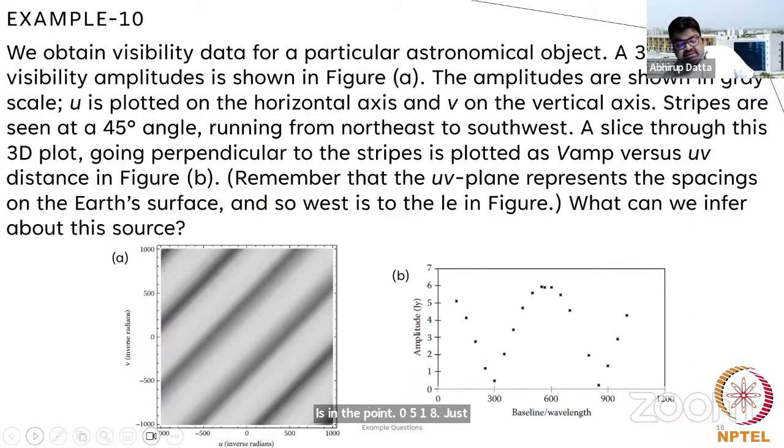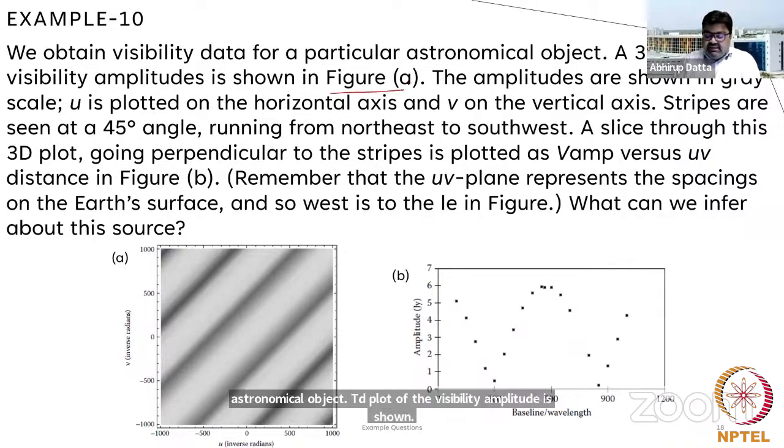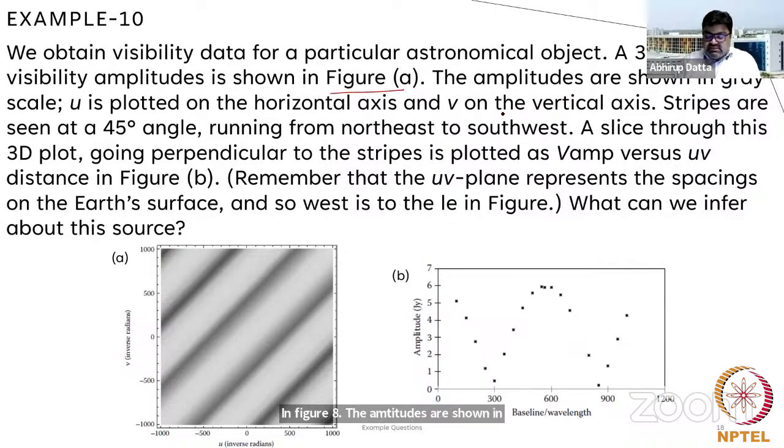Example 10, we obtain visibility data for a particular astronomical object. A 3D plot of the visibility amplitude is shown in figure A. The amplitudes are shown in the grayscale. U is plotted on the horizontal scale, etc. So this is the visibility data in figure A. And figure B shows the amplitude versus the UV distance.